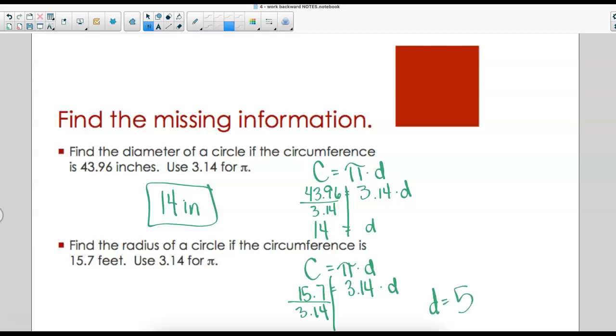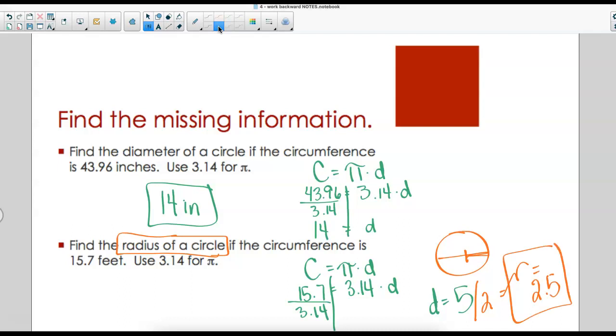Am I done? No. You have to find the radius. So ultimately, this problem asks me to find the radius. In order to find the radius, if I know the diameter being all the way across the circle, the radius is half of that. So like Sydney said, you have to divide by 2. So the radius equals 2.5. Now we're done. Okay, so there is that extra step sometimes if you're asked to find the radius versus the diameter. So far, so good?